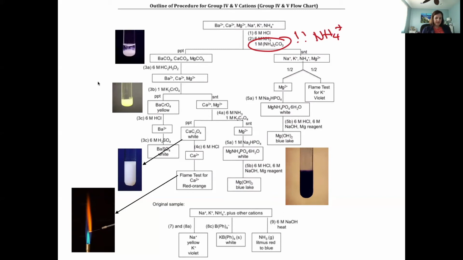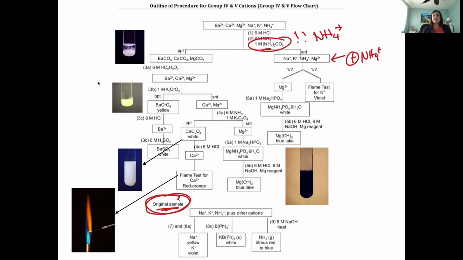We add ammonium. So we're actually not testing for ammonium at this point. That's why down here it says original sample, right? Because if I test for ammonium here, of course I'm going to get a positive ammonium, right? We added it. It's step 2. You have to test for ammonium on the original sample.